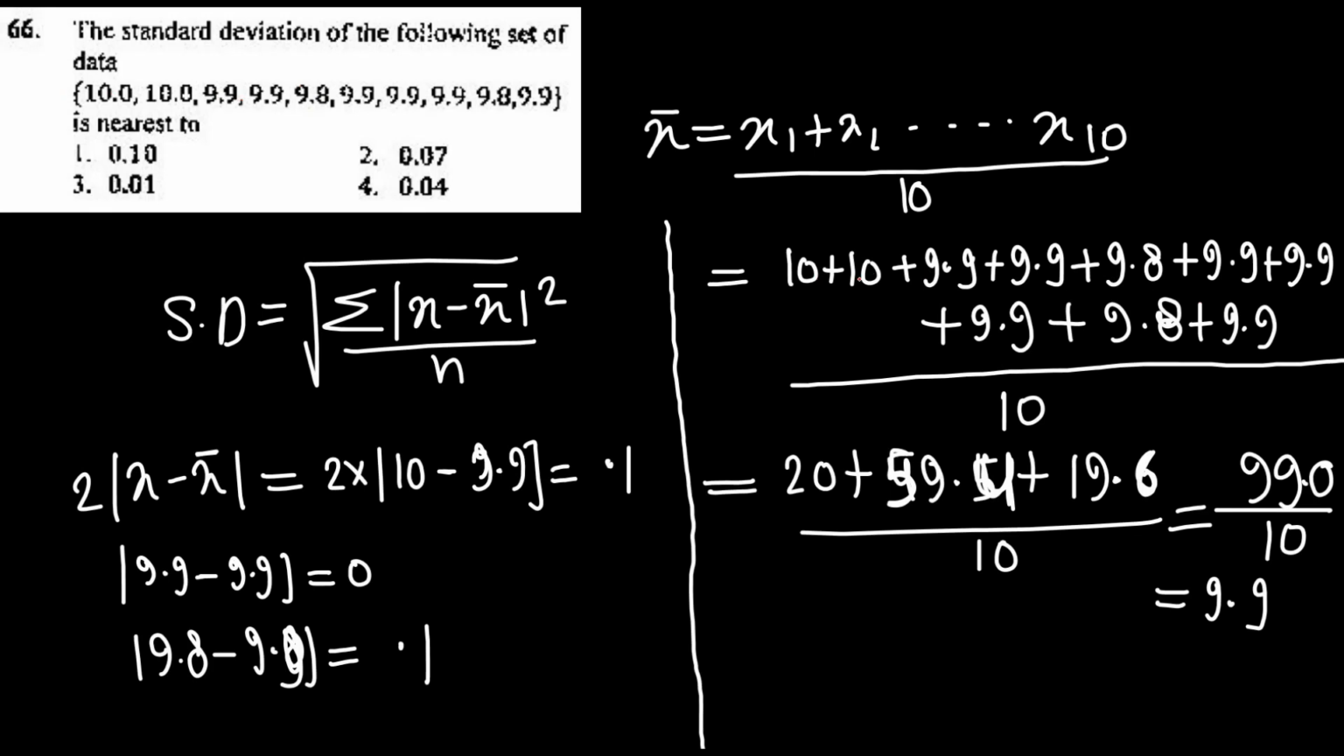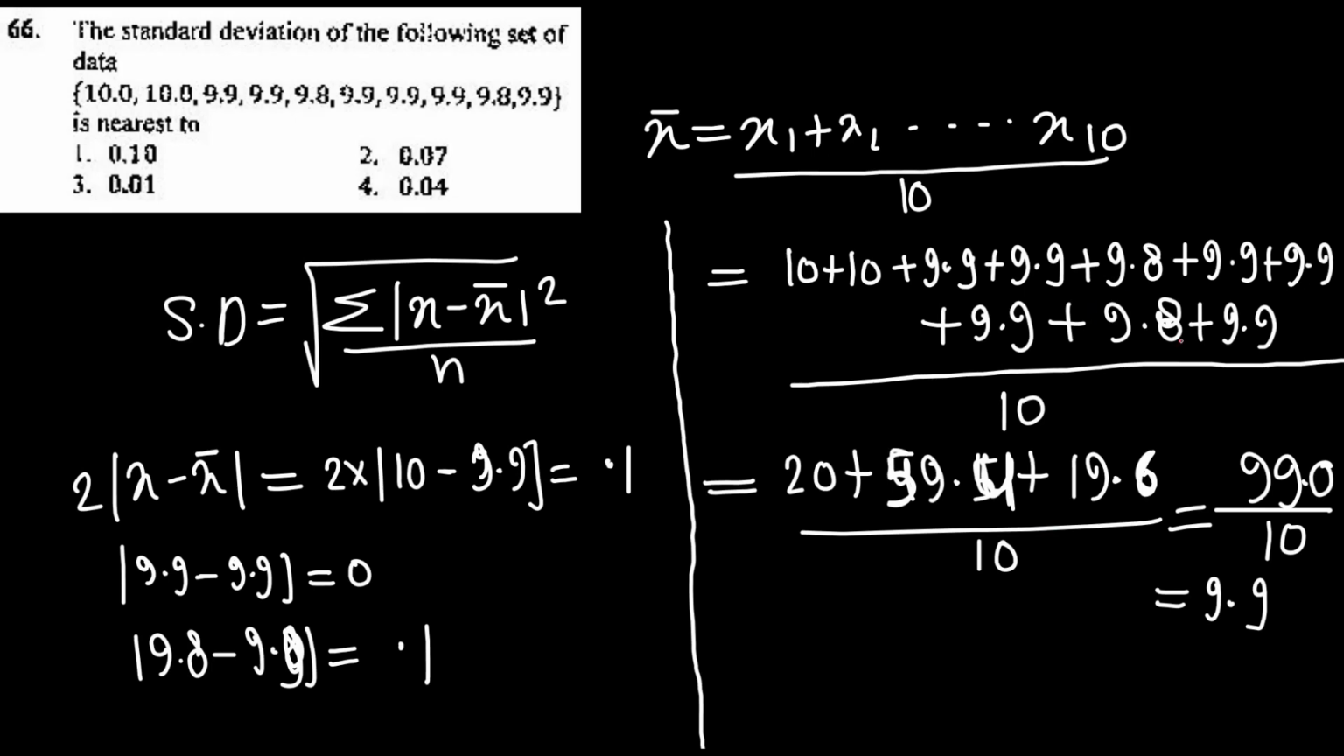So what I have done, 10 is coming 2 times, so I have multiplied 2 into 10, and then 9.9 is coming 1, 2, 3, 4, 5 times. So I have multiplied 10 by 5 and then subtracted, it is coming 6 times. So I have multiplied 10 by 6 times and then subtracted 0.6 into 60. So I will get 59.4.